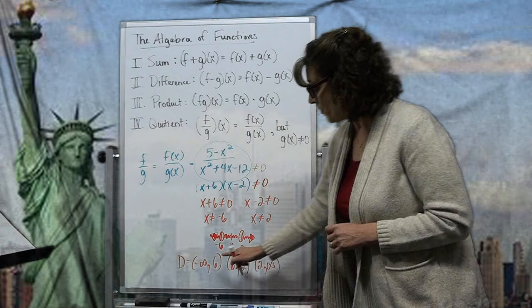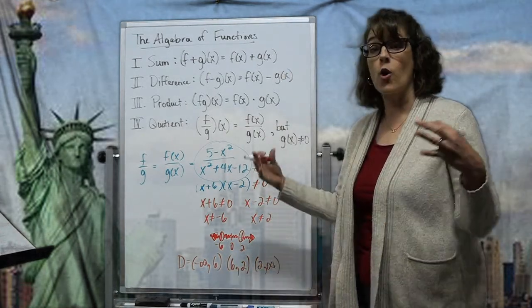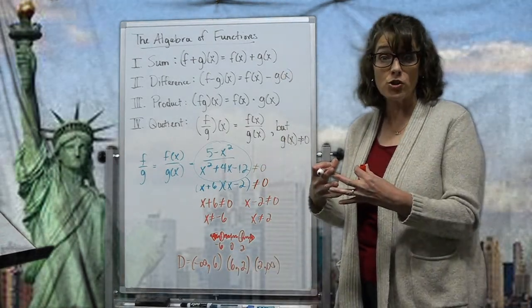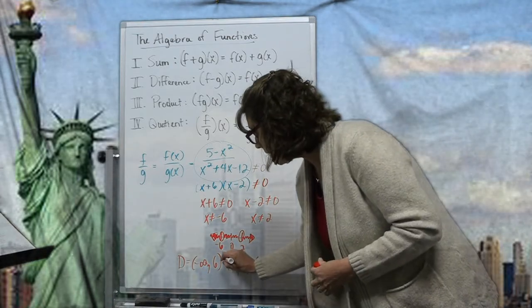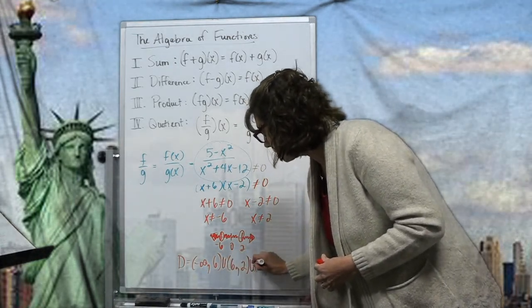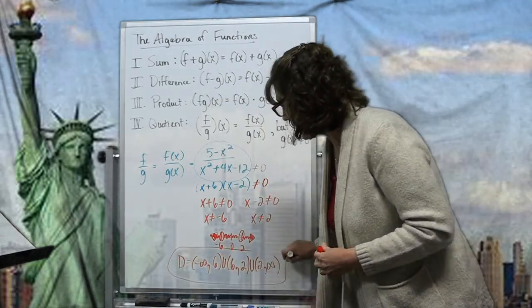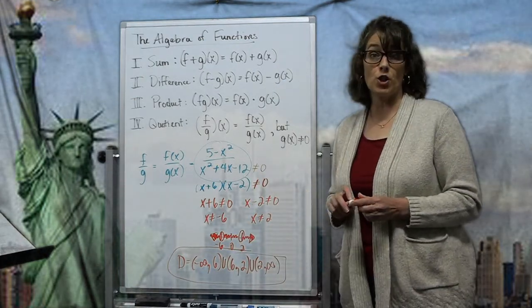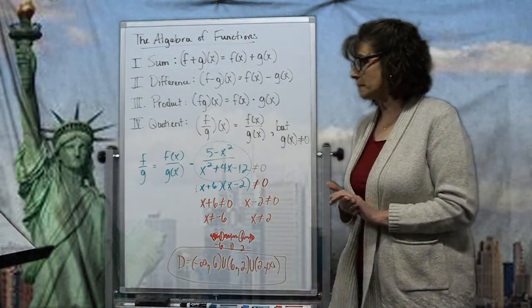And like we said before, these are not three separate intervals. They are all together for one big picture. So the way that we signify that I want them all together is to put that U between them, the union. And so that is the domain for the division, the quotient of the two functions.